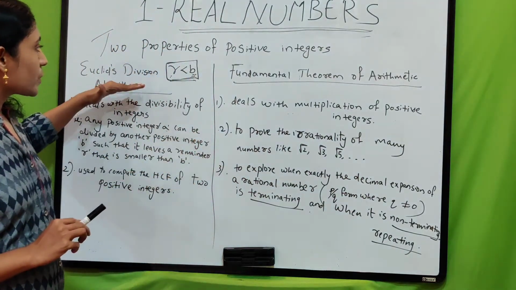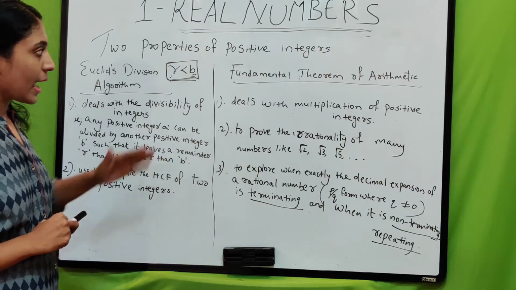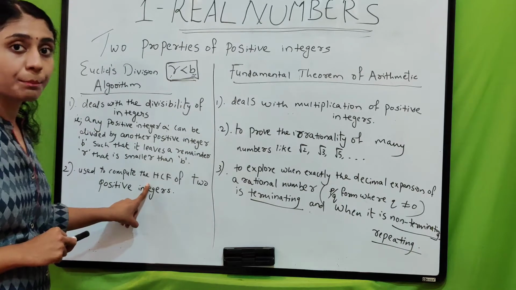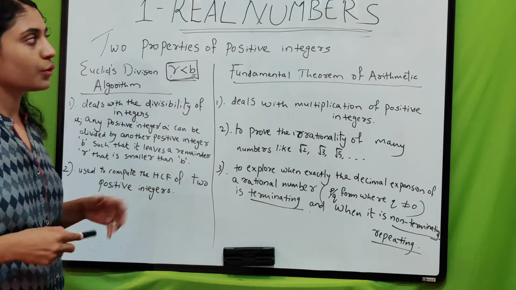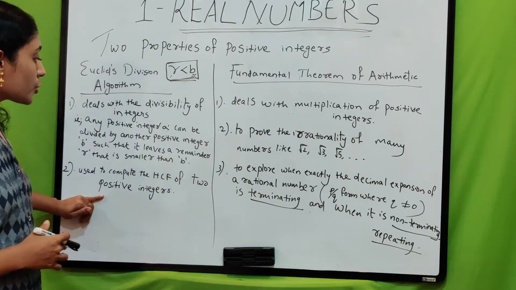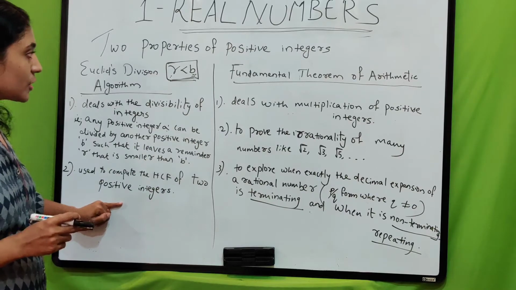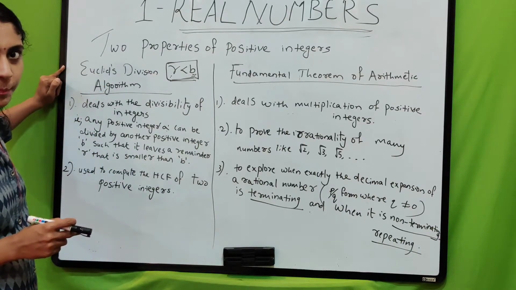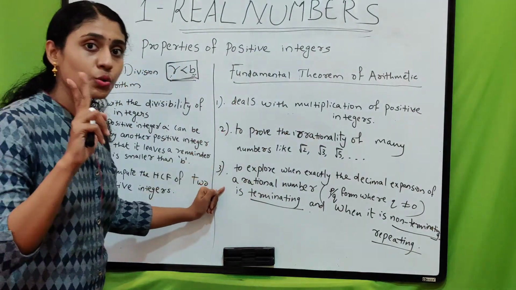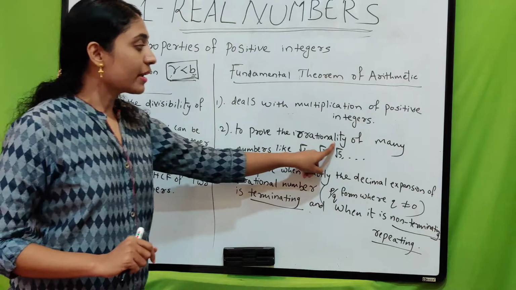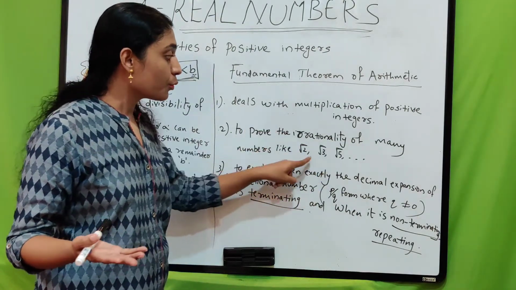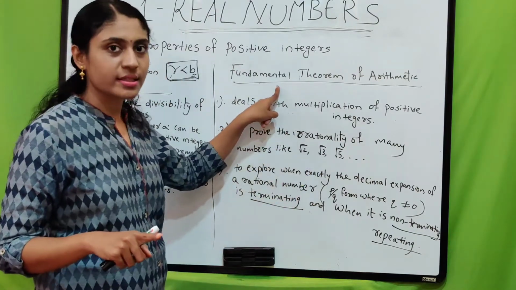Now, where do we use Euclid's division algorithm and the fundamental theorem of arithmetic? Euclid's division algorithm is mainly used to compute the HCF. HCF, we know, is the highest common factor. We studied it in our lower classes, right? So, in order to find the HCF of two positive integers, we use Euclid's division algorithm. But the fundamental theorem of arithmetic we use for two applications. First, to prove the irrationality of numbers like root 2, root 3, root 5, we use this theorem.